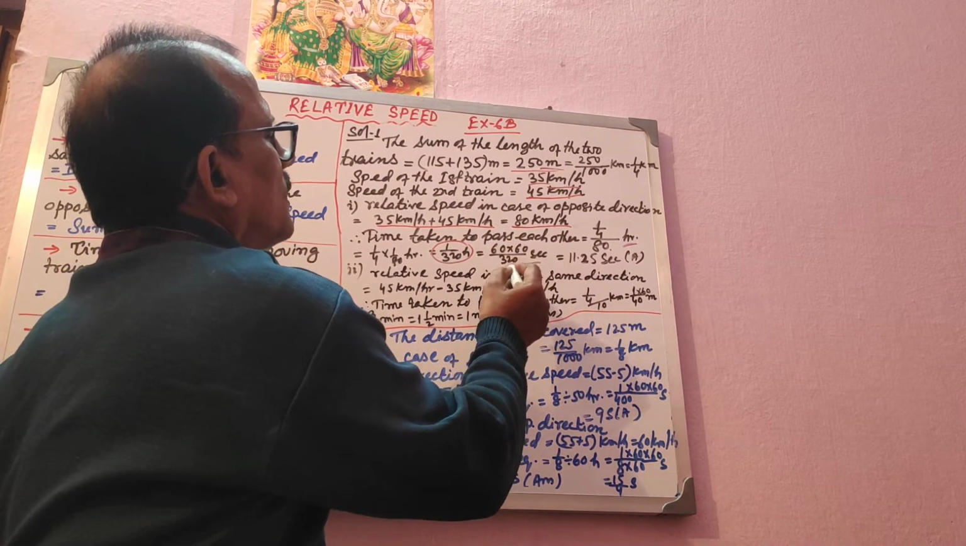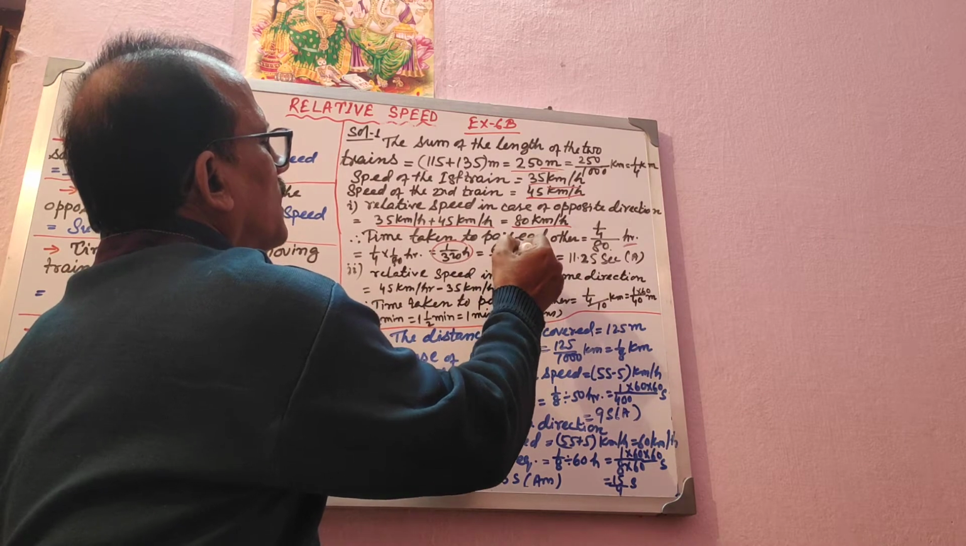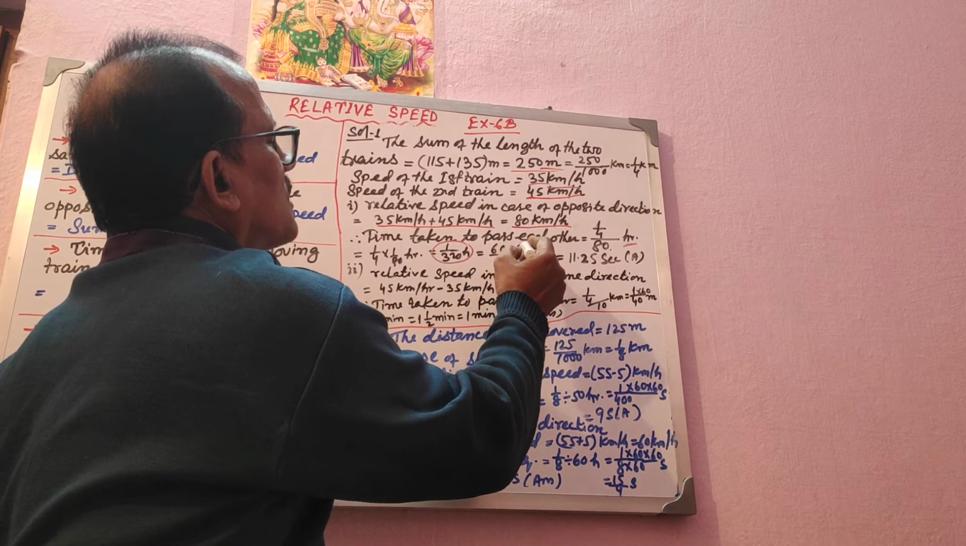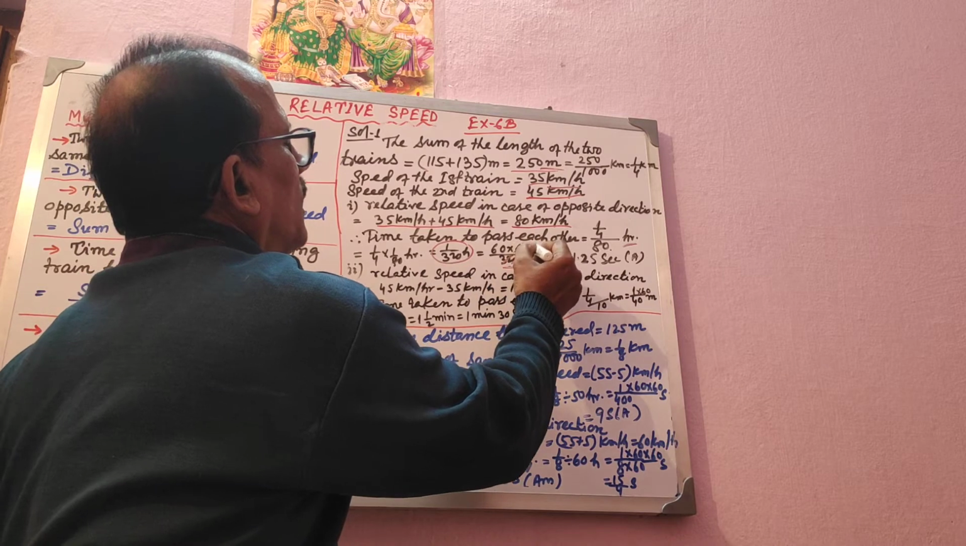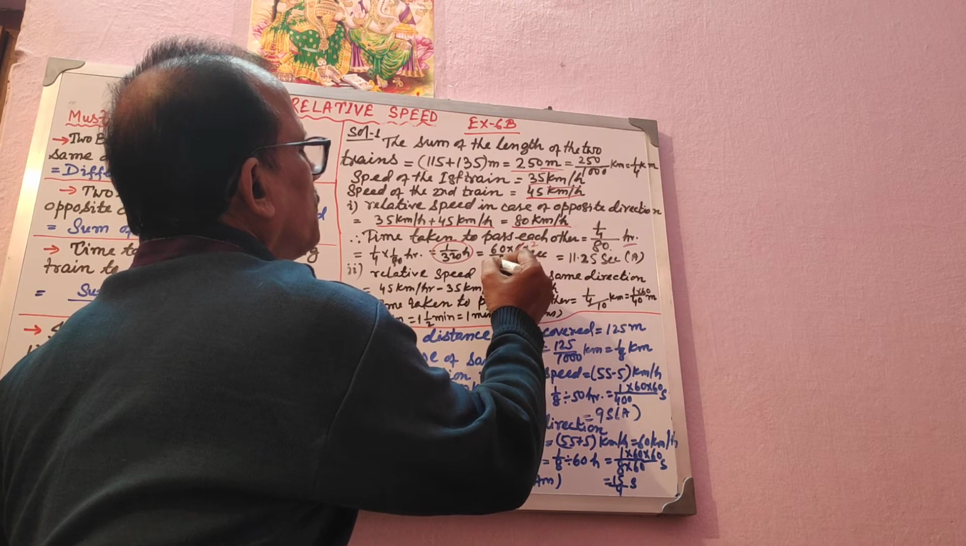If you calculate this one, the zeros will be cancelled, and this 6 you can cancel by 2, and this will be 16.